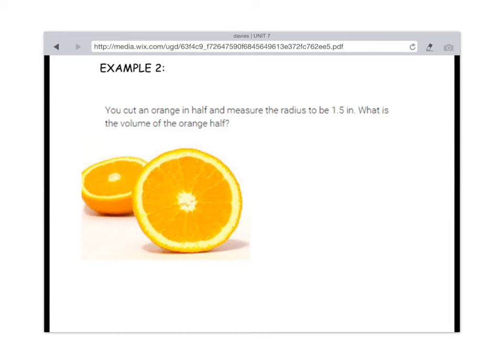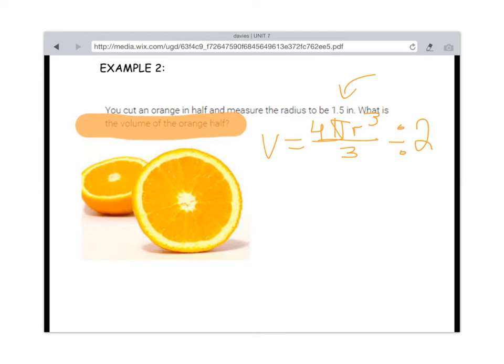So let's get back to finding the volume of our orange. More exactly, what we're actually being asked to find here is the volume of the orange half, not the whole orange. So we have to keep that in mind when we're using our formula, 4 pi r cubed over 3. We're working in imperial measure here that gave us 1.5 inches for the radius. If I only want half of the volume, I have to remember to divide my answer by 2, or I'll end up with twice the volume that they're asking for in the question.